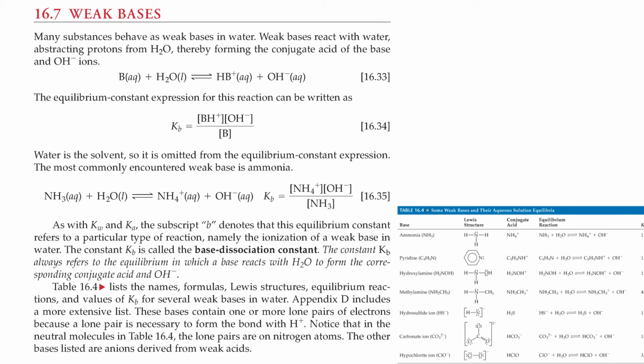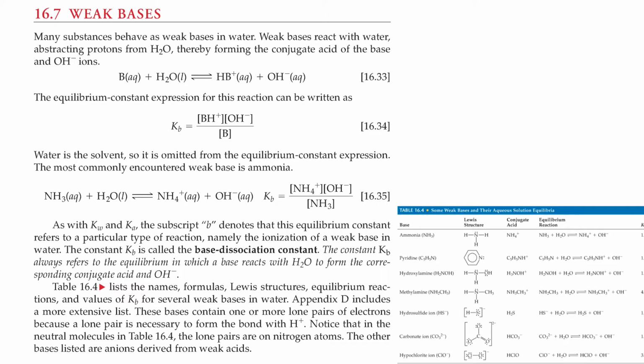Section 16.7, Weak Bases. Many substances behave as weak bases in water. Weak bases react with water, abstracting protons from the water, therefore forming a conjugate acid of the base and hydroxide ions. The equilibrium constant expression for this reaction can be written as K sub B equals the concentration of the conjugate acid of the base times hydroxide over the concentration of the base.